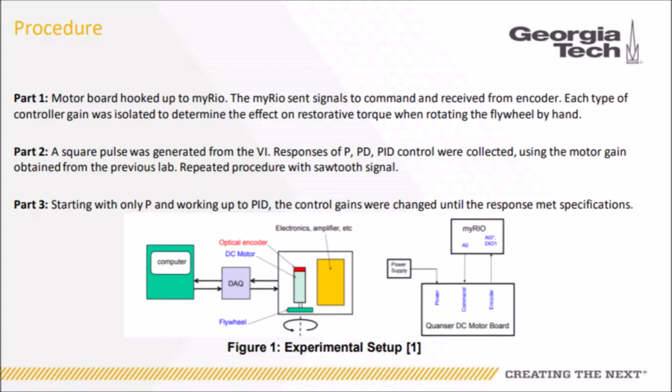In the second part, a square pulse wave is generated from the VI. Responses of P, PD, and PID control were collected using the motor gain obtained from the previous lab. The procedure is repeated with the sawtooth signal. Lastly, starting with only P and working up to PID, the control gains are varied until the response meets the specifications. The same experimental setup is shown below.